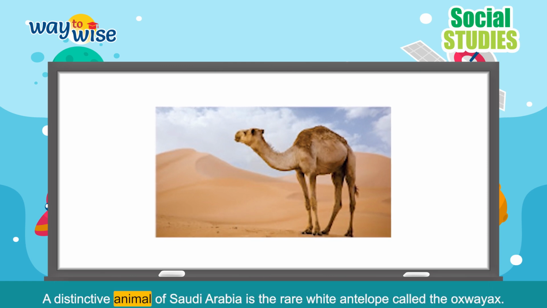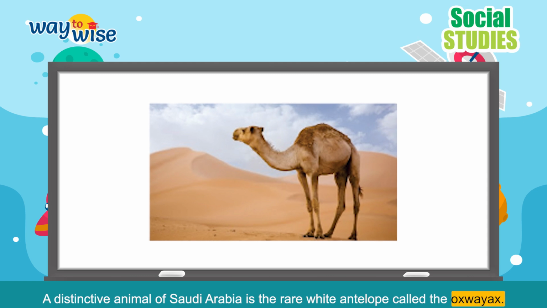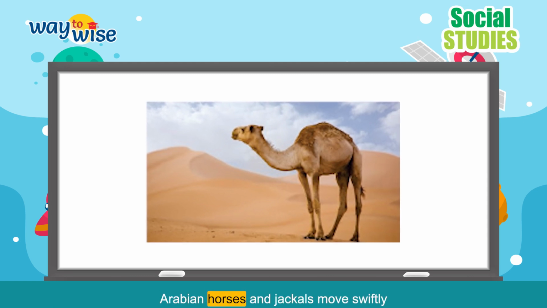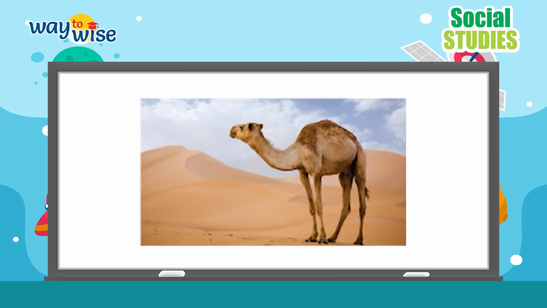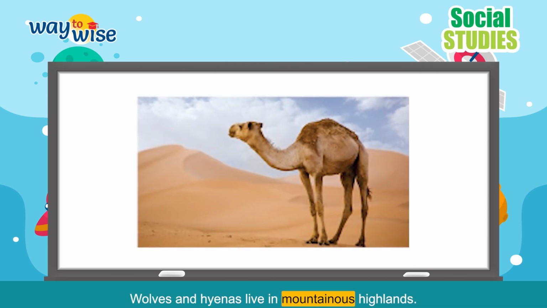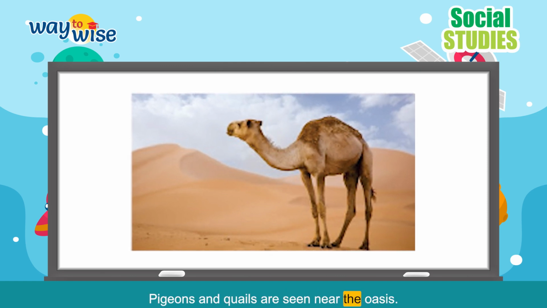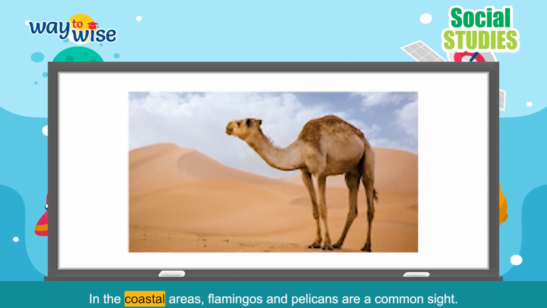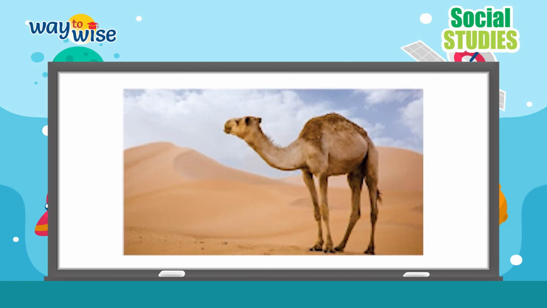A distinctive animal of Saudi Arabia is the rare white antelope called the oryx. Arabian horses and jackals move swiftly across the desert. Wolves and hyenas live in mountainous highlands. Pigeons and quails are seen near the oasis. In the coastal areas, flamingos and pelicans are a common sight.